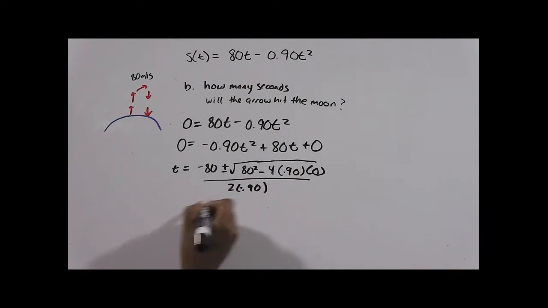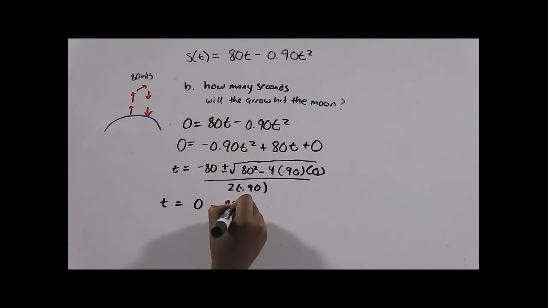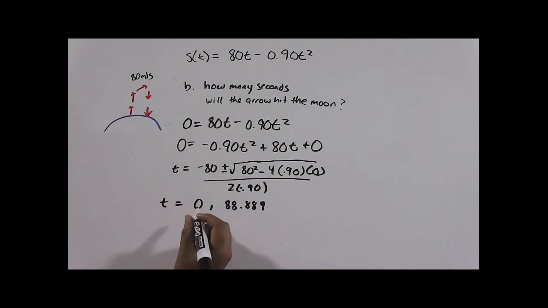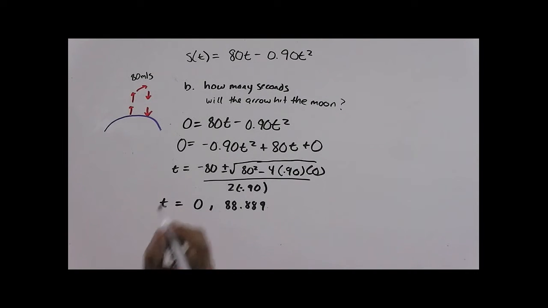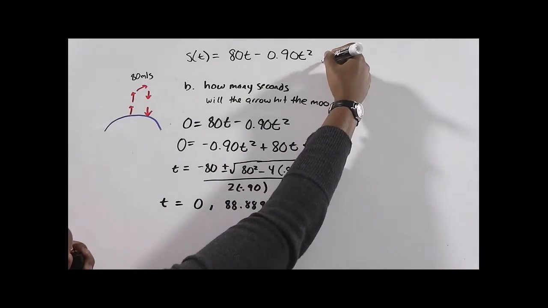Well, after completing all this math, we get that t equals either 0 or 88.889. And this makes sense. At time 0, the position of the arrow is also 0 because it hasn't left the moon. And after 88.889 seconds, the position will be 0 again because the arrow hits the moon again. So let's just save this time because this is going to be important for the next question.